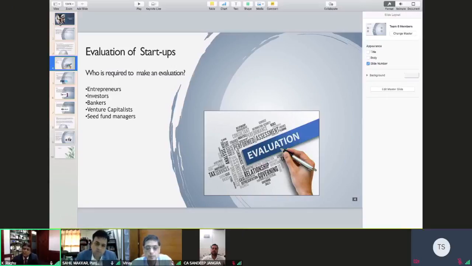We're very cautious. We tread a very safe path, and we just don't go by the valuations given. We have our own methodologies to evaluate startups. But yes, we have our own evaluation mechanism to lend to startups.